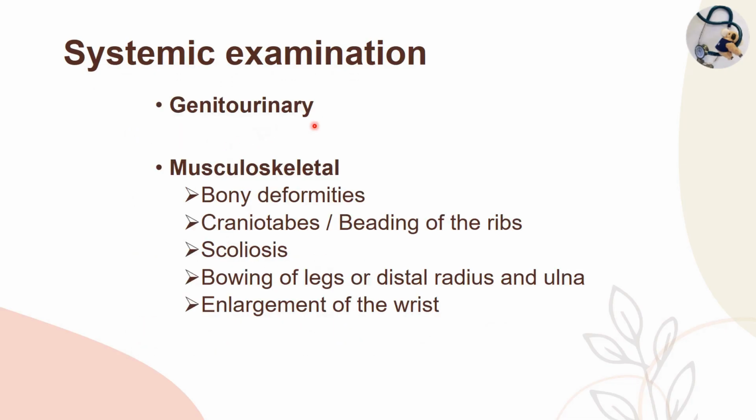And check the genitourinary system and the musculoskeletal system, where you are going to look for bony deformities, craniotabes, beading of the ribs and scoliosis, bowing of the legs or distal radius and ulna, enlargement of the wrist. So all these are features of rickets. And even in scurvy you can get some bony changes. So musculoskeletal examination is also important.